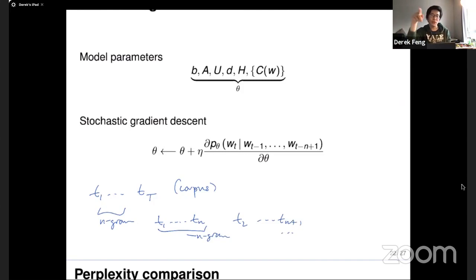Does that make sense? So let's replace theta with B, and that would be the update for B. I could do the same thing for A. This is just a shorthand way of saying I'm going to run stochastic gradient descent for each particular parameter, for every single parameter in my model.